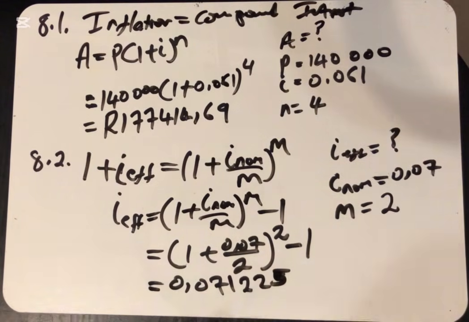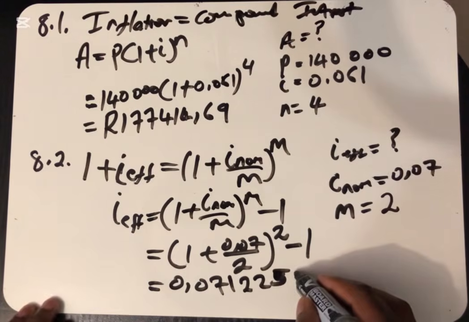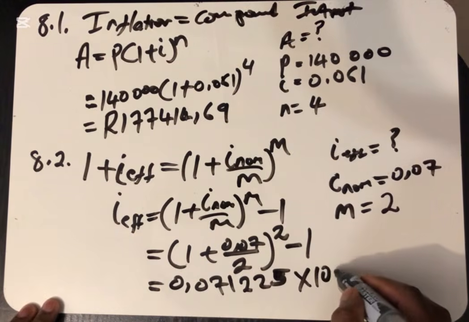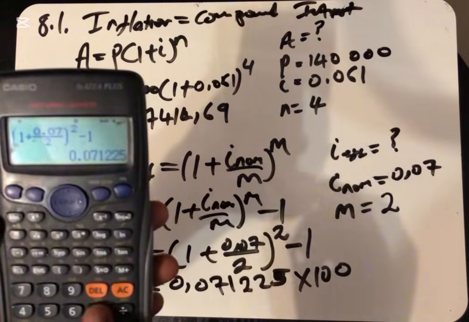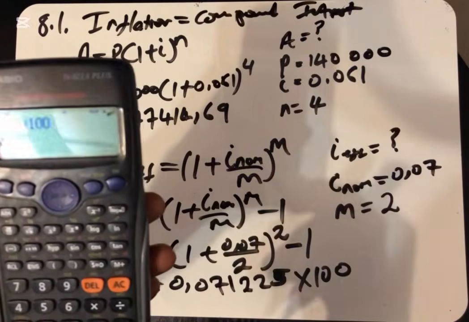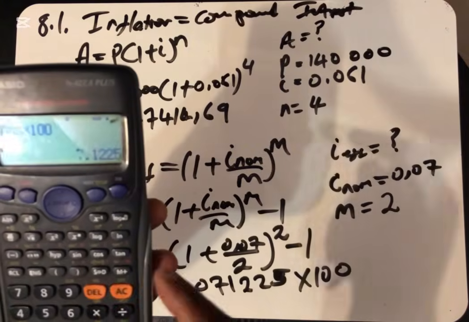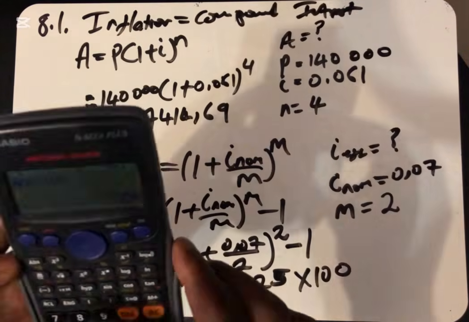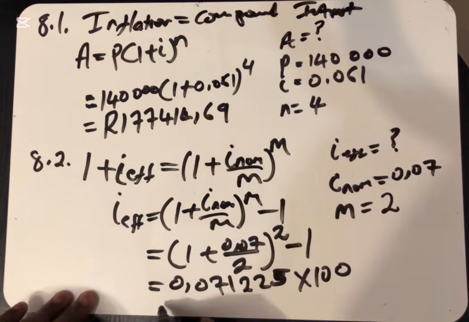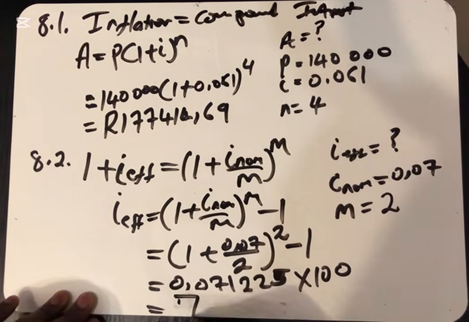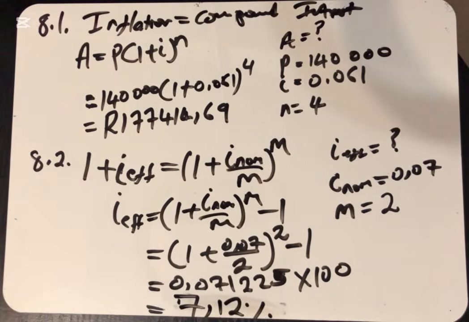Every time you are looking for the interest rate, if you find the decimal, make sure that you always multiply it by 100, because we're converting it to a percentage. We found that it is 7.12%. That is our final answer on this question of 8.2.